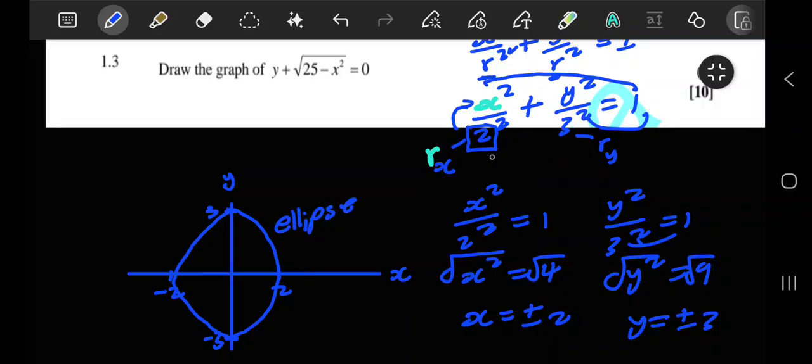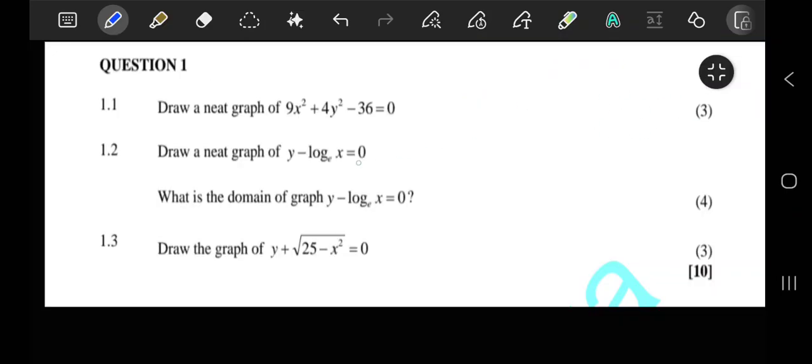All right, so let's just check. All right, that's how you sketch an ellipse. Now we have drawn a sketch of y. We have given y minus log x must be equal to 0.